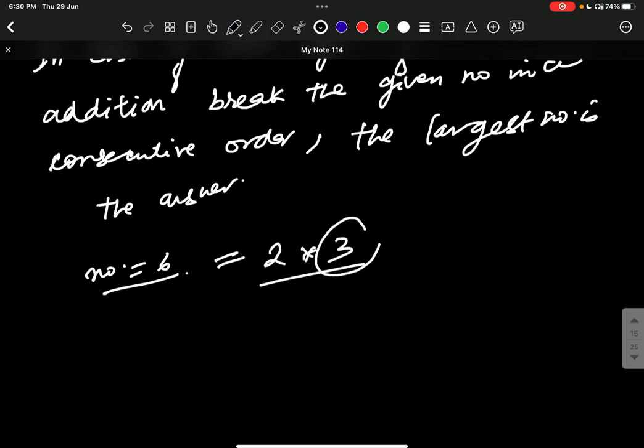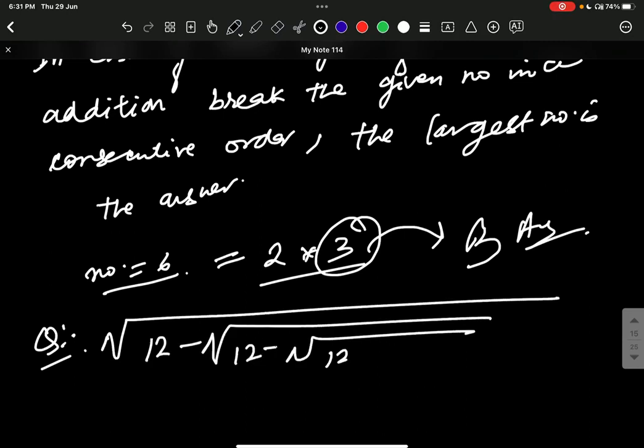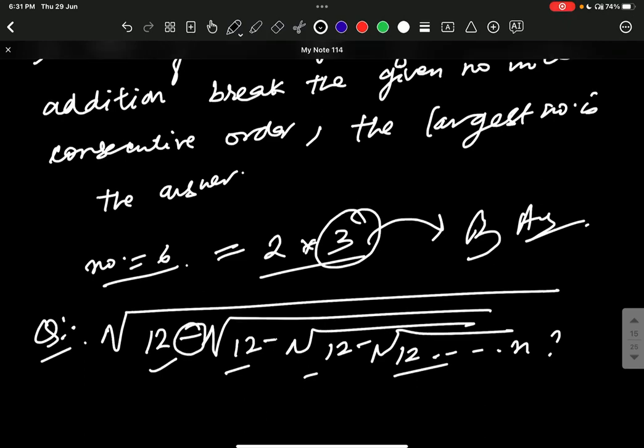So which is the largest number? 3. So 3 is the answer. ठीक है, एडिशन वाले केस में मान लीजिए अगर ऐसे दिया होता 12 माइनस अंडर द रूट ऑफ 12 माइनस अंडर द रूट ऑफ 12 माइनस अंडर द रूट ऑफ 12 एंड सो ऑन अप टिल n. तो अब क्या करें? यहाँ पर भी नंबर सेम है, 12 12 12 आपको हर जगह पर दिख रहा है, लेकिन यहाँ पर सब्ट्रैक्शन है.